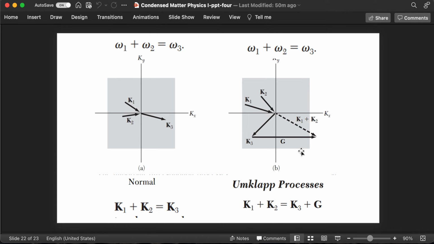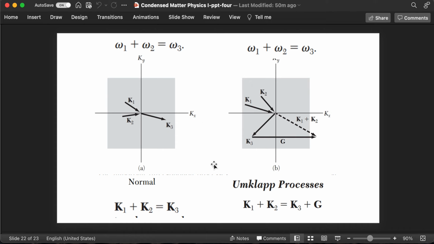Kittel uses capital G, Ashcroft uses capital K. So I'm sorry, there's a confusion. So if this k1 plus k2 falls just outside the first Brillouin zone, that point should be exactly identical to the corresponding point inside the first Brillouin zone, and these two points are separated by the reciprocal lattice vector capital G. So I can now think of the resultant k3 as forming here.